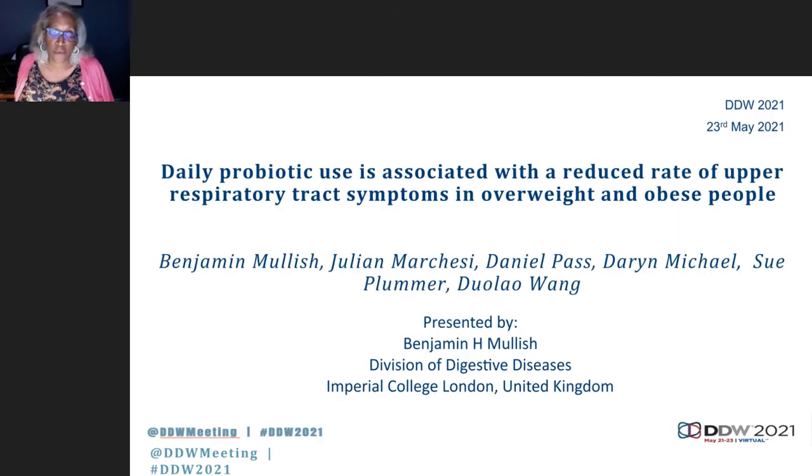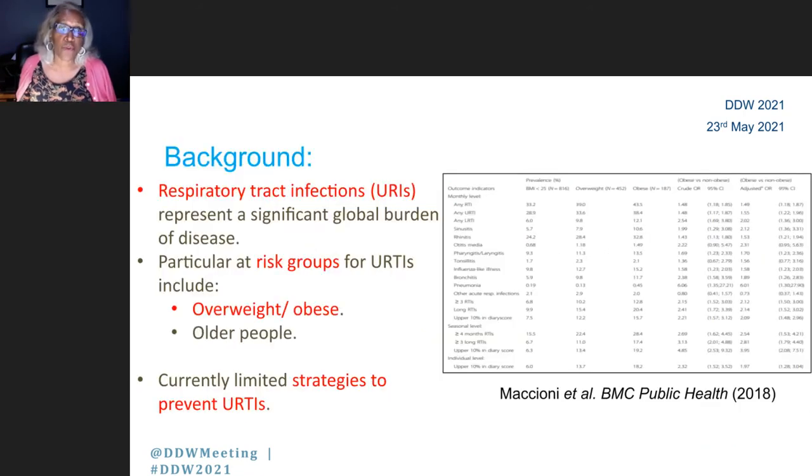This next study from the Imperial College in London, led by Benjamin Mullish, looks at daily probiotic use associated with reduced upper respiratory tract symptoms in overweight and obese people. Respiratory tract infections represent a significant global burden of disease, and at particular risk are those that are obese or overweight, as well as older people. So currently, there are limited strategies to prevent upper respiratory tract infections.